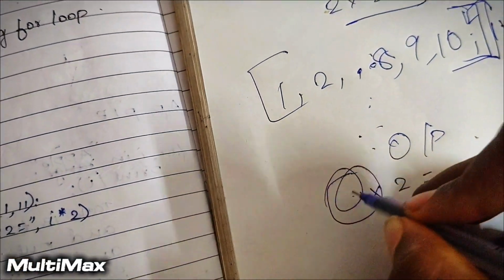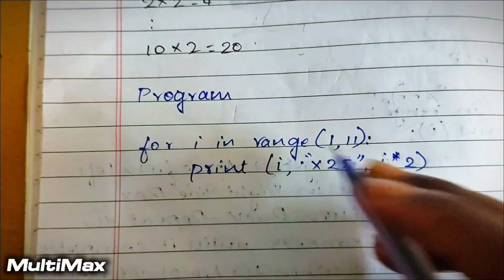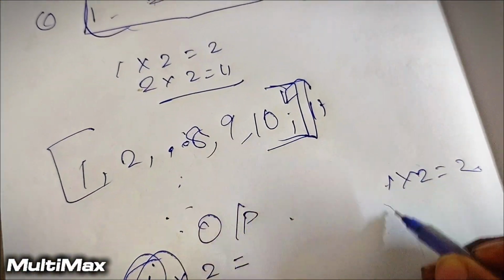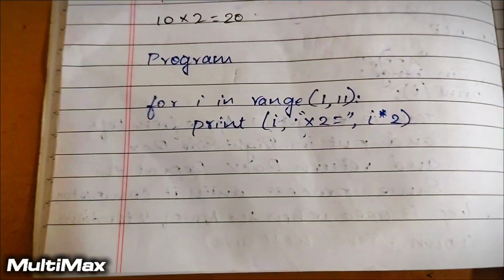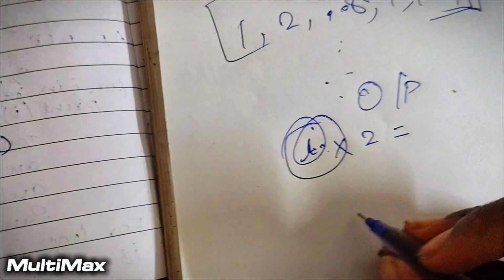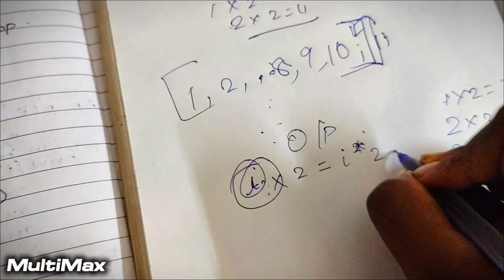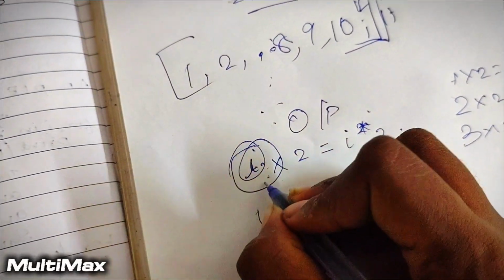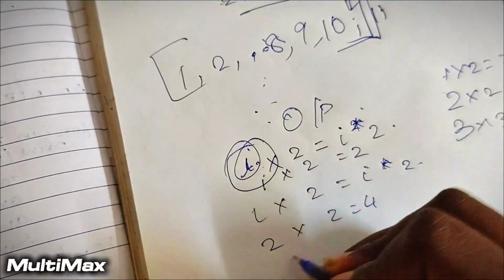And here what I need is I, and that only I have put here. I means, what's the thing I told, no? First time it will be 1, next time it will be 2, and next time it will be 3, like that. And next, I star 2. Here I equal to I star 2 means 1 into 2 equal to 2, 2 into 2 equal to 4.